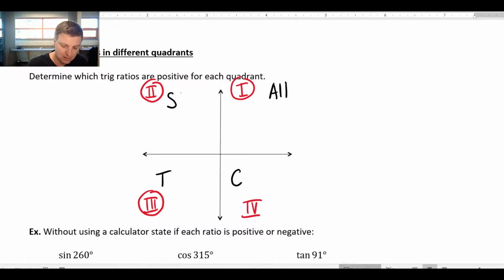And the way to remember this is the mnemonic: all students take calculus. And that's a little bit self-serving, but there you go. So they're all positive in the first, sine is positive in the second, tan is positive in the third, and calculus is positive in the fourth.